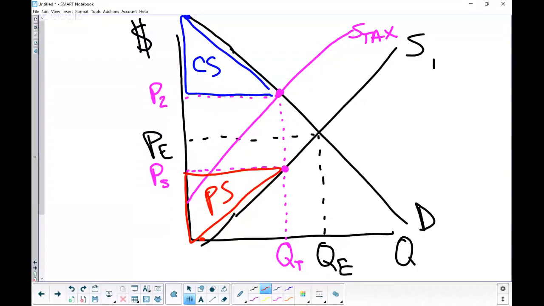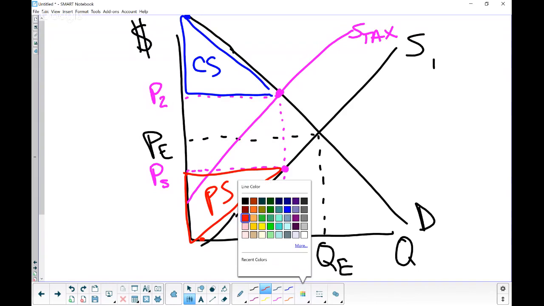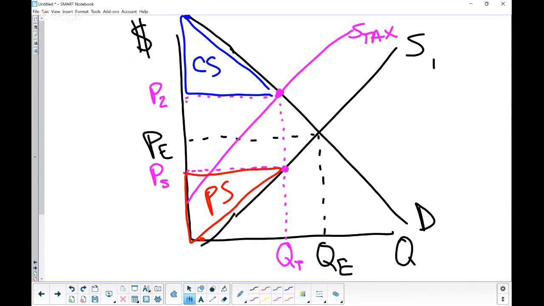Well, this is no longer consumer surplus. This is no longer producer surplus. In here, this was the original producer. This was the original consumer. So now we're looking at the idea of the tax revenue. Okay, and this area here, let's go with a green, because green says taxes. This area here is our tax revenue box.